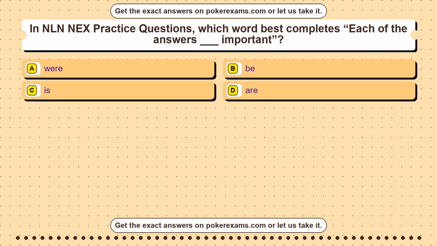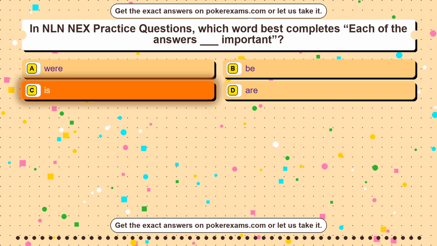Question 23. In GED physical science practice, which graph is best for showing change over time? Option A, map. Option B, Venn diagram. Option C, line graph. Option D, pie chart. The correct answer is option C.